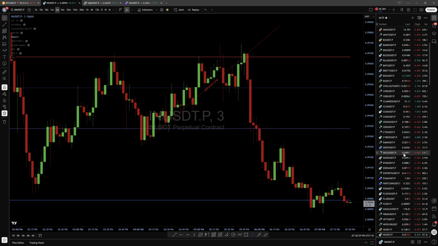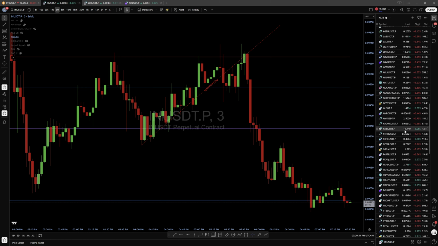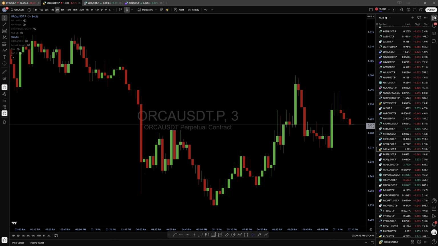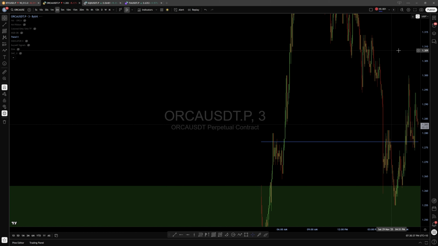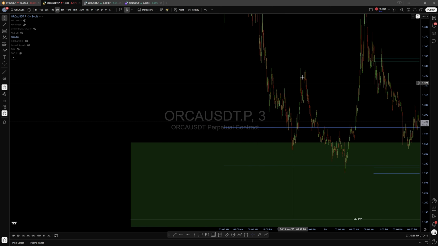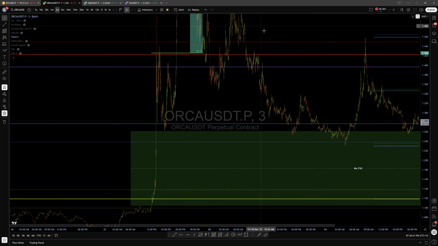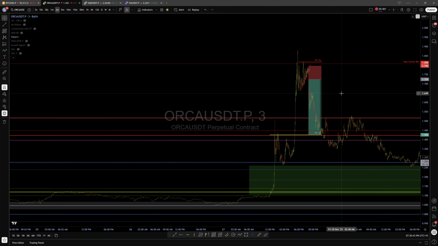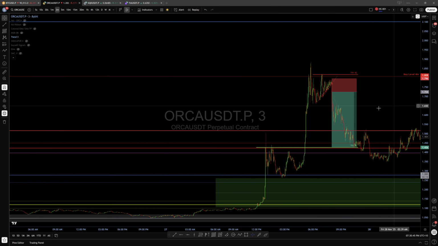So I'll look at another one. A trade I took just a couple days ago. It was on Orca, and I was trading on a 3-minute time frame, and it was a very similar situation as I just showed. I took this trade and made like 147% profit.